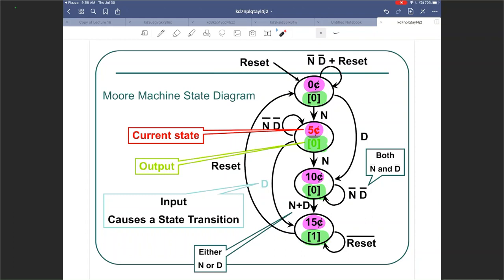However, if you do not give it nickel and dime, where does it go? No nickel, no dime, it stays there, right? So you're not giving it anything. Or you keep pressing reset, you stay there, right? So you press reset, you come here, or you press reset from any other state, you go back to 0 cents.